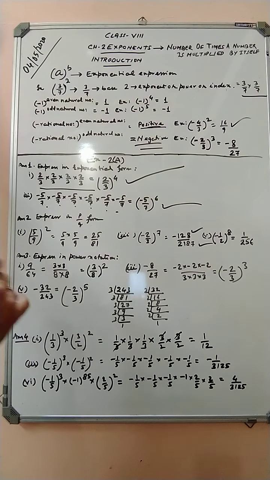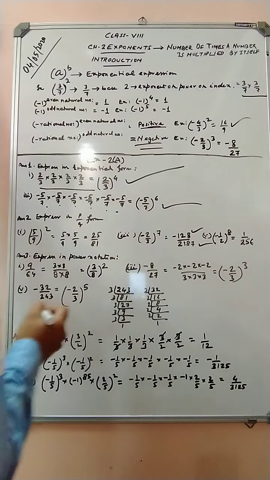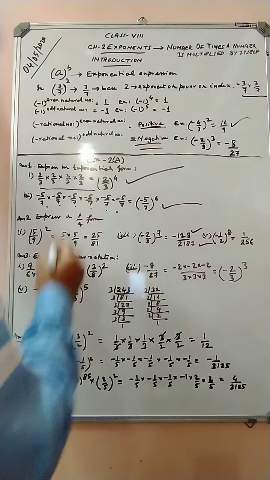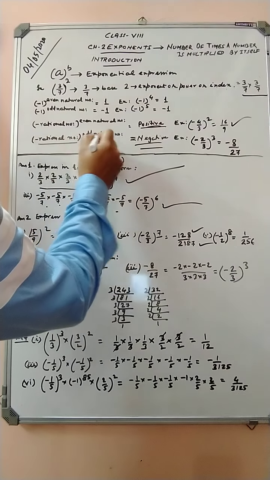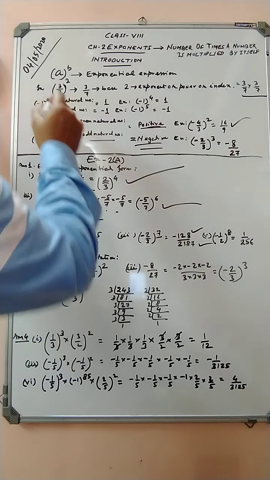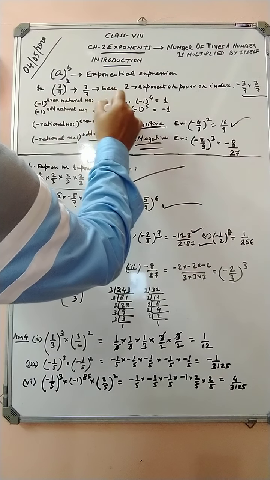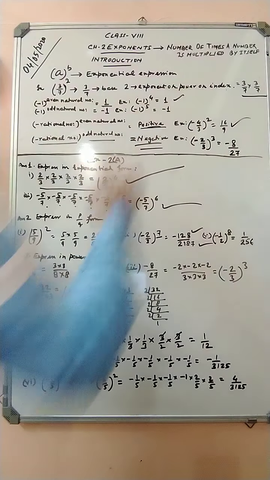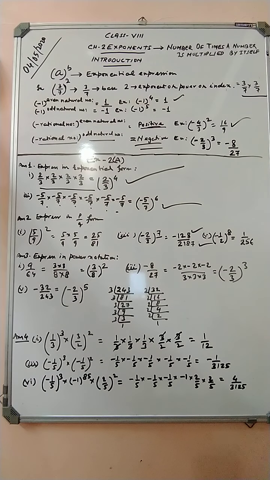Now you have to see the sign. Here the sign is negative. Negative to the power odd number is negative. Similarly, come to part number 5, minus 1 by 2 to the power 8. So 1 to the power 8 is 1, 2 to the power 8 is 256. Now minus 1 to the power 8. Minus 1 to the power of an even number is positive 1. So it is 1 by 256.